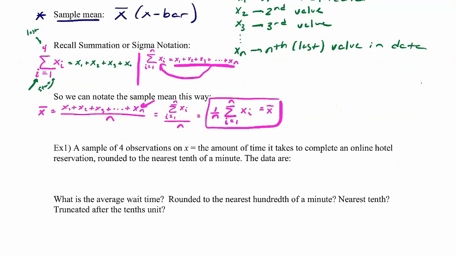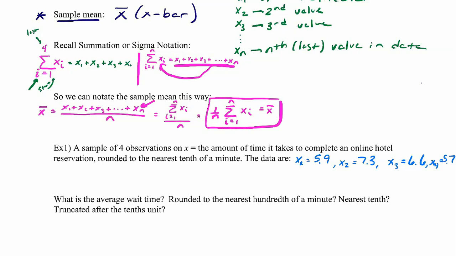Let's say a sample of 4 observations on X represents the amount of time it takes to complete an online hotel reservation rounded to the nearest tenth of a minute. And let's suppose that the data are as follows. The first person, X sub 1, was able to complete their reservation in, say, 5.9 minutes. And yes, you can have a fraction of a minute. Let's suppose the second observation, it took that person 7.3 minutes. It took the third person 6.6 minutes, and let's suppose it took the last person 5.7 minutes. Okay, so we've got our data, we've got these 4 values.